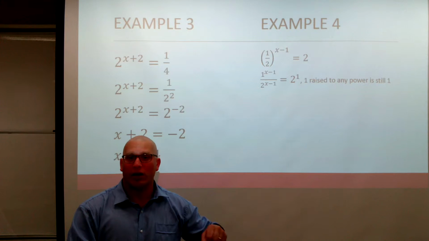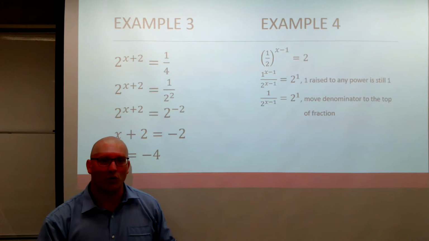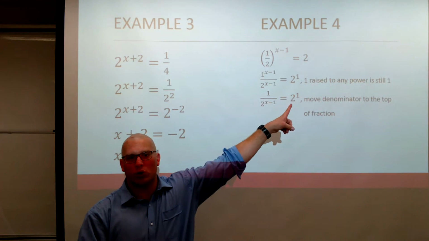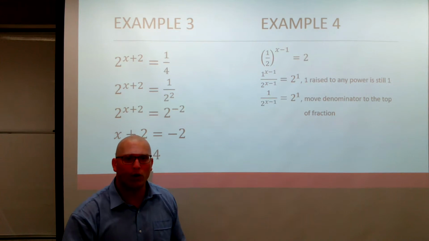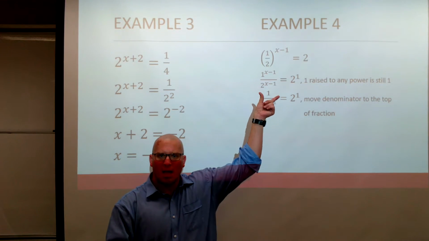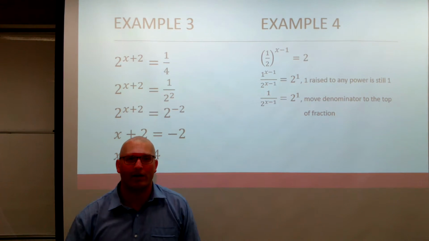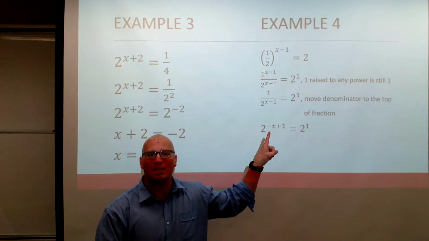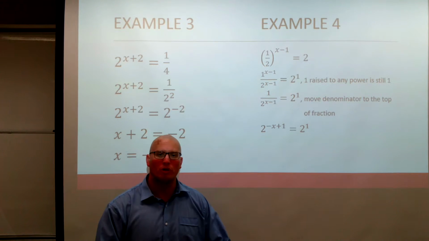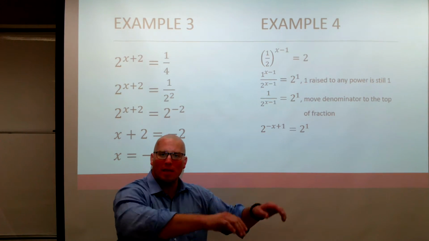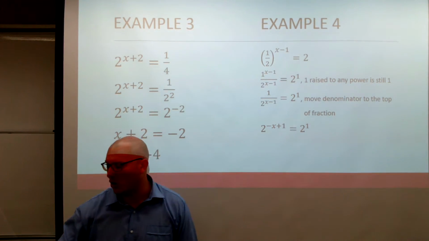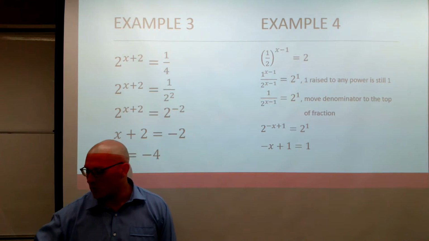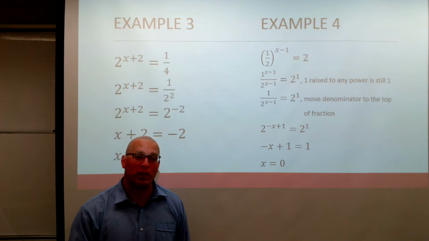So this fraction can be simplified further to 1 over 2 to the power of x minus 1 is equal to 2 to the power of 1. Like before, we'll move our denominator up to our numerator, changing the signs of our exponents, giving us 2 raised to the power of negative x plus 1 is equal to 2 to the power of 1. Same base, ignore them, just look at the exponents at the top. So negative x plus 1 is equal to 1. So in this situation, x must be equal to 0.